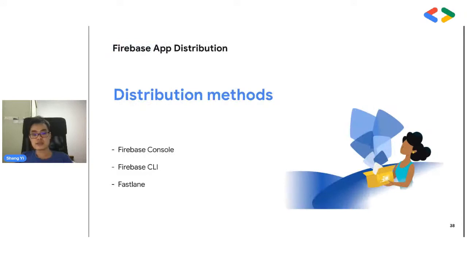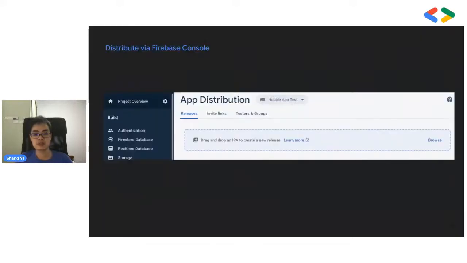So let's take a look at some ways you can actually distribute your app that has been built, right? So once the pipeline has finished building your app, there are a few ways you can actually distribute it to App Distribution. One way is to do it manually through the Firebase console. So all you need to do is just drag and drop your IPA or your APK in, and then just select your testers and groups and add in your release notes, and then they should get an email to download it.